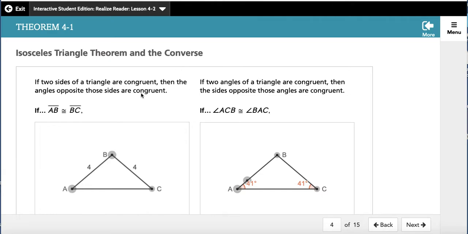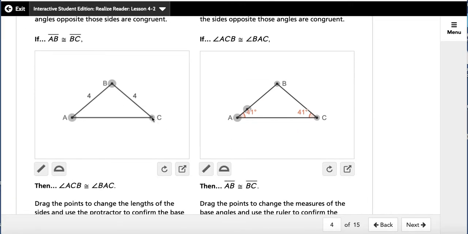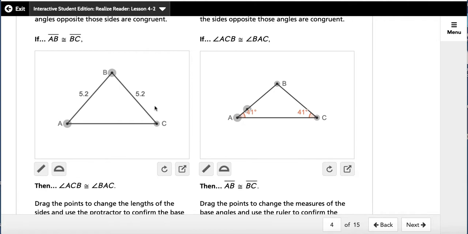We've already talked about that if two sides of a triangle are congruent, then the angles opposite those sides are congruent. So here it is stated in a triangle, the isosceles triangle theorem. If AB and BC are congruent, then no matter where I move, these base angles are congruent. I thought it was going to show me the angle measures, but it didn't.